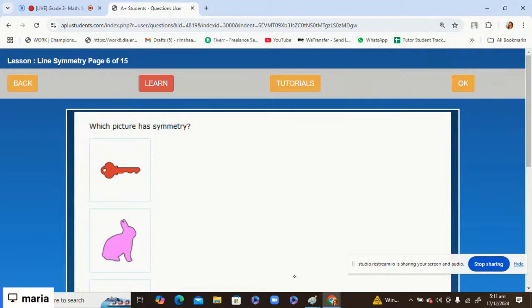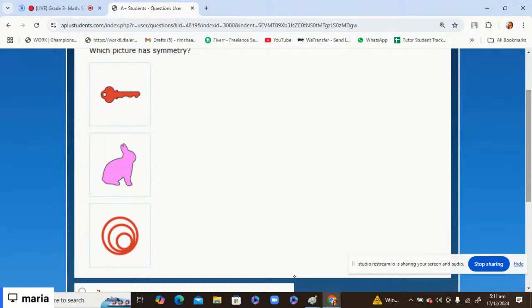Which picture has a symmetry? Now check. This one. Which picture has a symmetry? Option 2 is wrong. Think about it. No, it's not option 1. Yes, it's option C. Look at here, this ring ball.